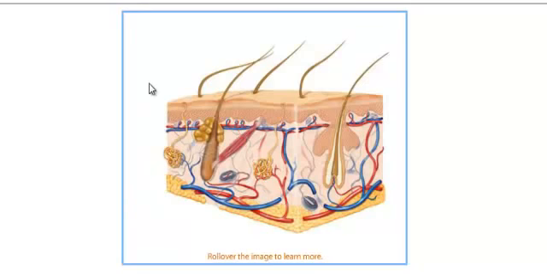Now we're going to start at the epidermis layer here. The epidermis is the outermost layer, and it's composed of dead cells that are filled with a chemical called keratin. This makes our skin water repellent and also gives our skin the texture that we feel.